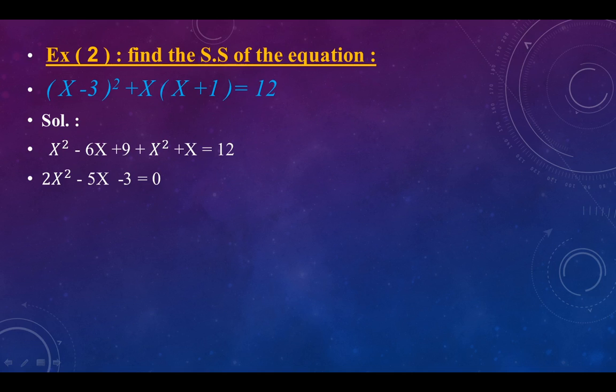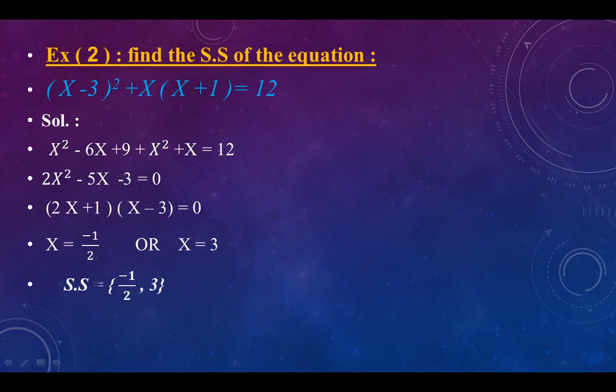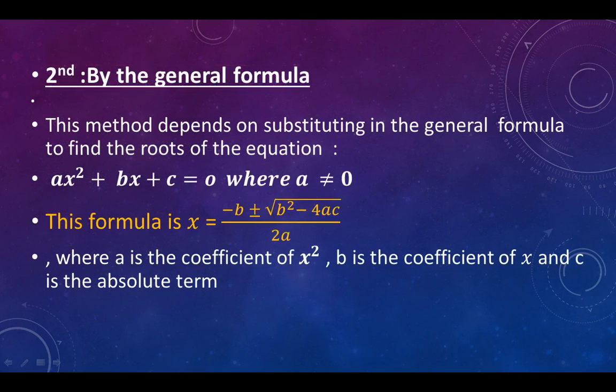Now we have put it in the standard form of the quadratic equation. By using factorization, you will find that x equals negative half or x equals 3. The solution set equals negative half and 3. Okay, this is a straightforward and very easy example. The key in this example is to remind yourself how to expand a bracket to the power of 2. Let's go to another example.